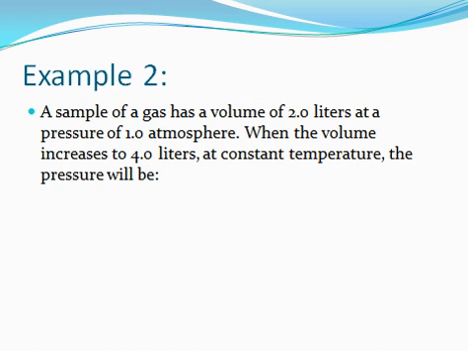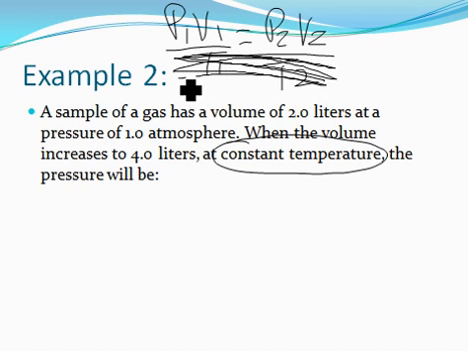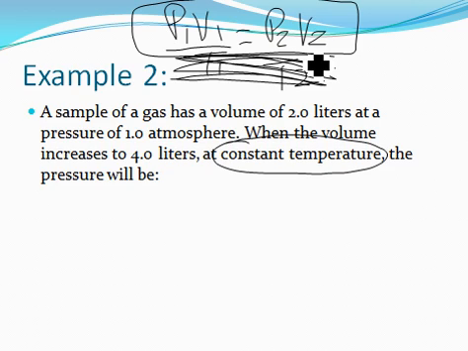Okay, let's try another problem. So we have a sample of gas has a volume of 2 liters at a pressure of 1 atmosphere. When the volume increases to 4 liters at constant temperature, the pressure will be. So again, remember we want to annotate, mark up our text. This is important, the idea of constant temperature, because we have P1 V1 over T1 equals P2 V2 over T2. When the temperature is constant, we're just going to exclude it completely from the equation. So our equation becomes P1 V1 equals P2 V2. So let's write down what our variables are.